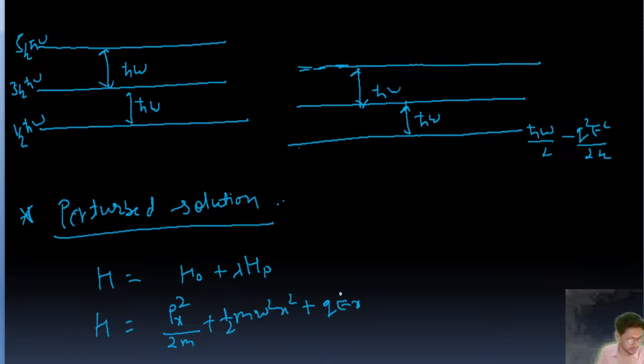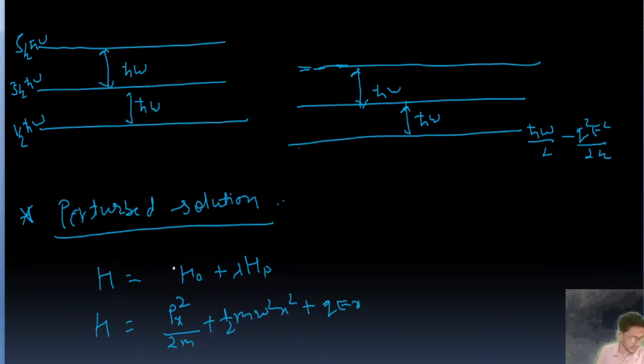Here lambda is also there, qE x, right? So this is the Hamiltonian with qEx, and this is the total Hamiltonian, right?